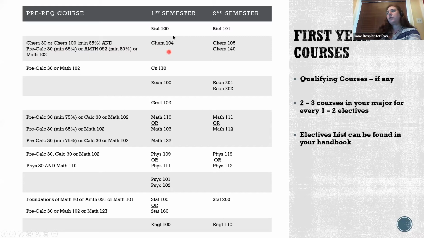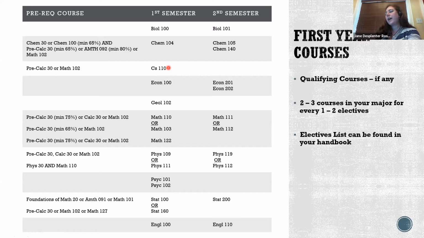Chemistry 104, biology 104, those are natural sciences. So they usually have a lab component attached to them. And I'll talk about that a little bit more in a bit, but those would count as science electives. Computer science 110 is actually required for all science programs.